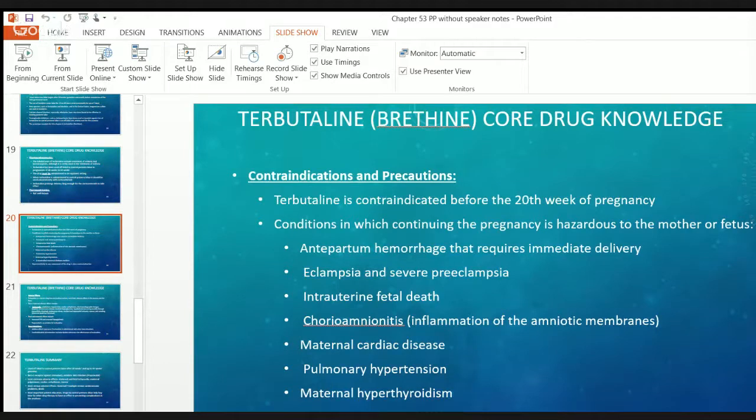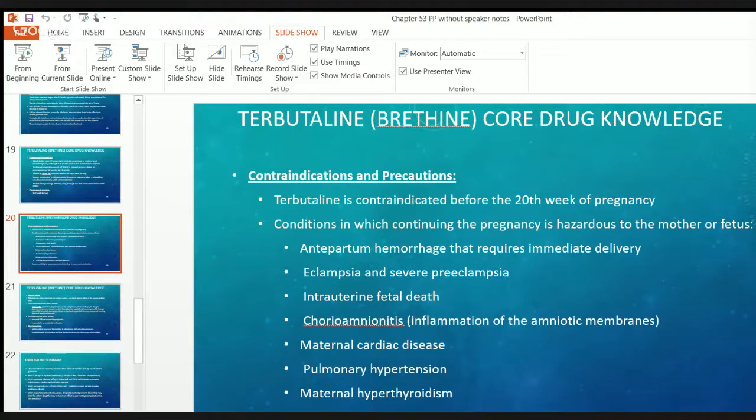And what you may notice is some of these are going to be similar to the reasons why we would go ahead and induce her labor. So antepartum hemorrhage that requires immediate delivery, eclampsia and severe preeclampsia, intrauterine fetal death. Again, we're not going to stop her labor. If her body recognizes this and she goes into labor, we're not going to stop it. There's something called chorioamnionitis, which is inflammation of the amniotic membranes, maternal cardiac disease, pulmonary hypertension, and then maternal hyperthyroidism and uncontrolled maternal diabetes mellitus.